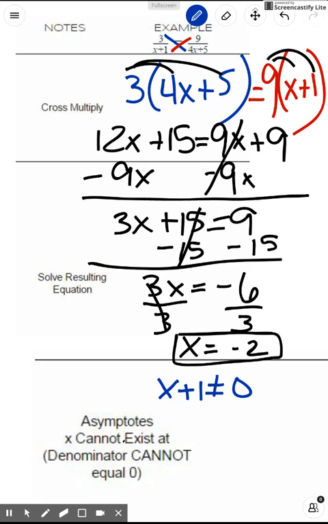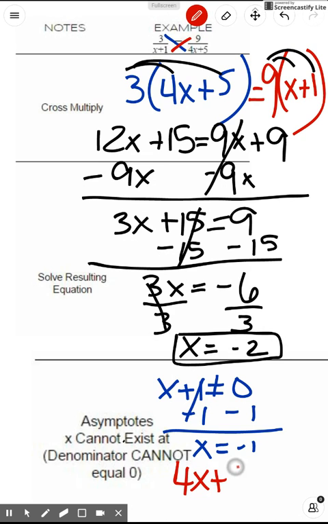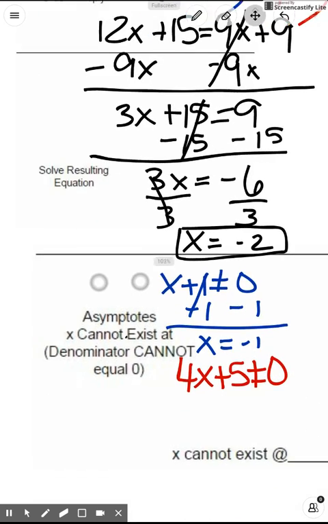So x plus 1, that's my first denominator, equal to 0. If I solve that, it's minus 1 on each side, so I have x equals negative 1. And then my other denominator is 4x plus 5. I'm going to set that not equal to 0 as well. 4x plus 5 not equal to 0, not 1. I don't know why I said 1.